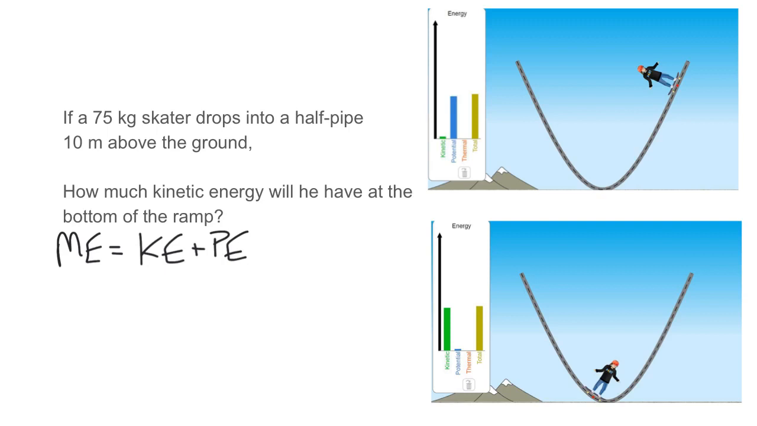Now he's at the top. Now I know that this right here says that there's kinetic energy. We're going to completely ignore that. When he's dropping into his half pipe, he has no, not joules, he has no velocity. And so his kinetic energy is 0. Right? So what we have to do is we have to find his potential energy at the top. Now I know his height is 10 meters above the ground. And so I can take my equation for potential energy.